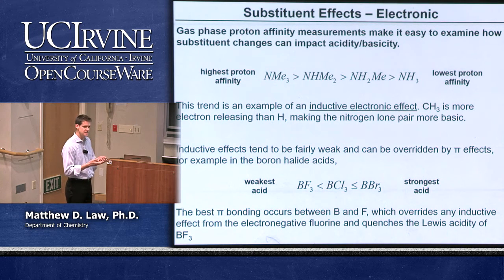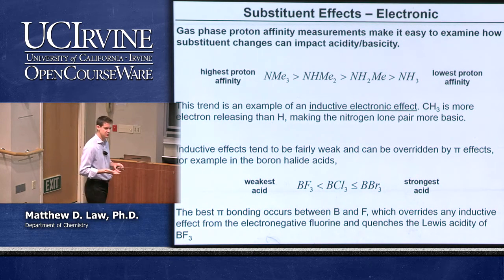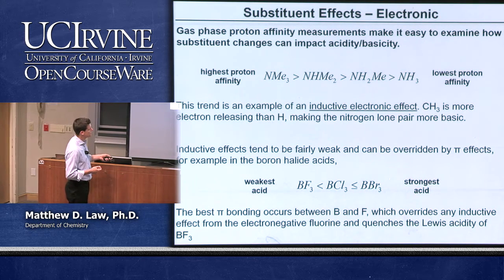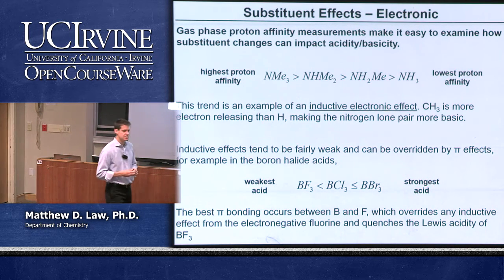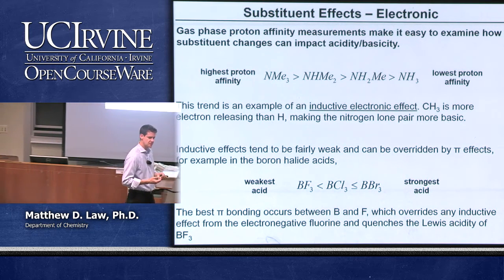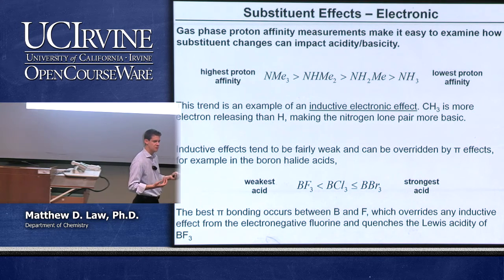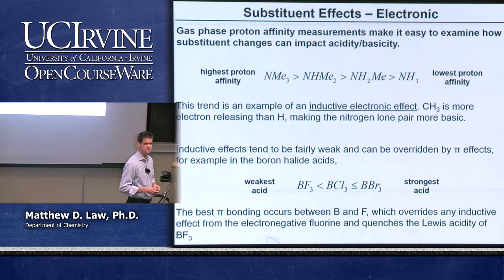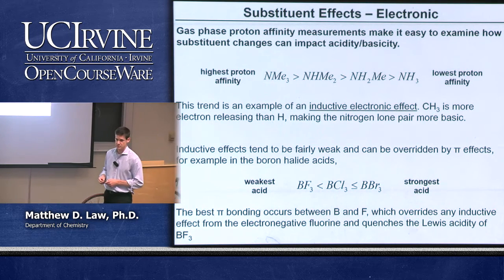Okay? That adds electron density to the boron and makes it less of a Lewis acid, or worse, a Lewis acid. And the worst pi bonding is in the tribromo compound. And so we have the boron in that particular case the most hungry for electrons. And that gives us the best Lewis acid of this series of 3 compounds.